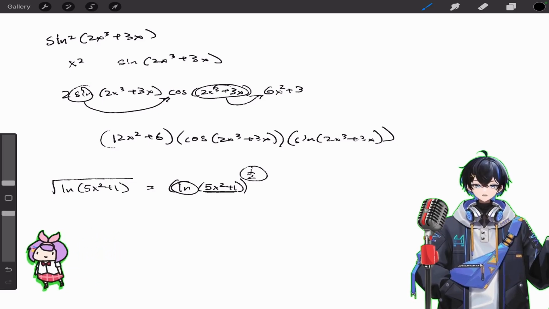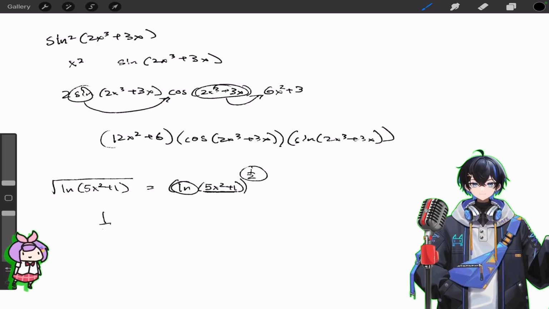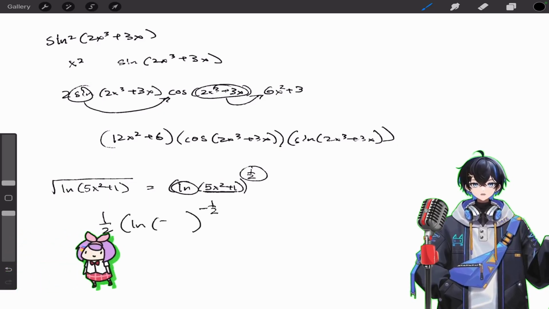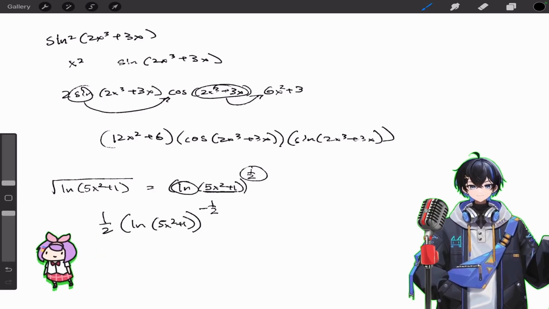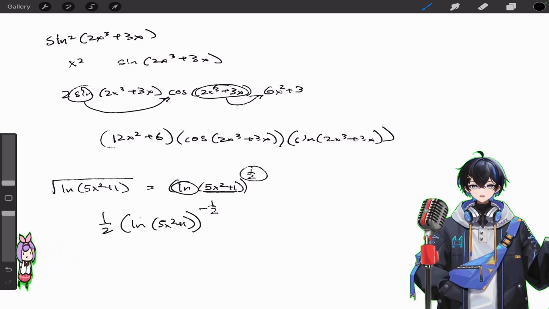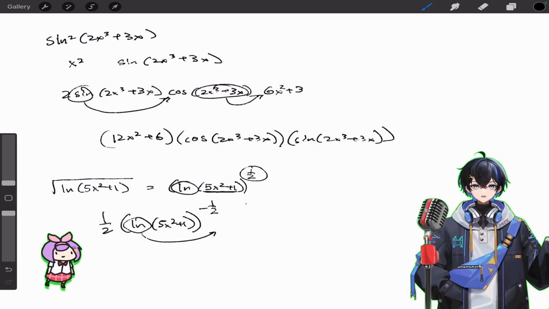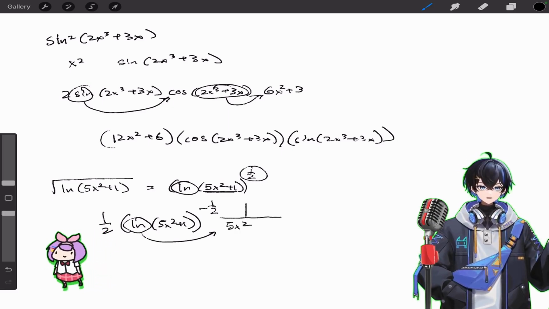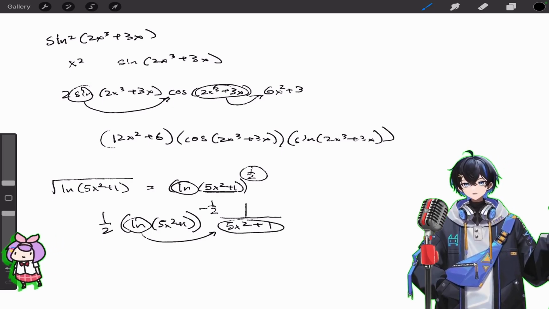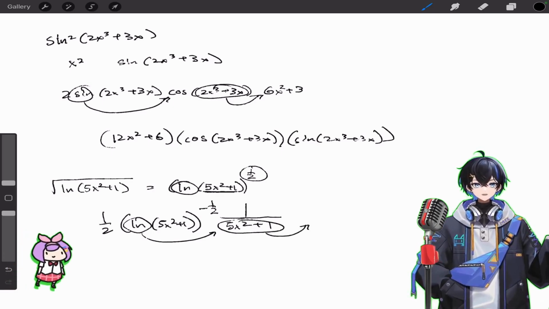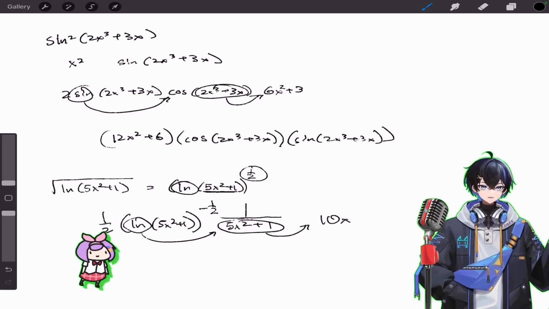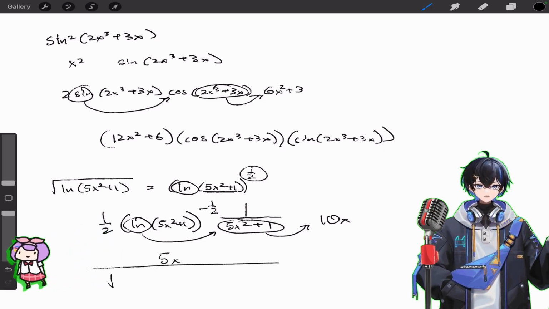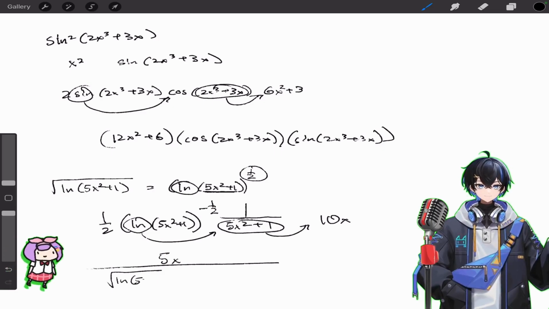So obviously we take the derivative of the outside, the 1/2 comes down, and the exponent turns into a negative 1/2 with ln 5x squared plus 1 on the inside. Then we take the derivative of the second outside function, and the ln turns into a 1 over x, so we multiply by 1 over 5x squared plus 1. And then finally, we take the derivative of the final inside function, and that's 10x. So if we multiply all of that together, we get 5x over the square root of natural log of 5x squared plus 1 times 5x squared plus 1.